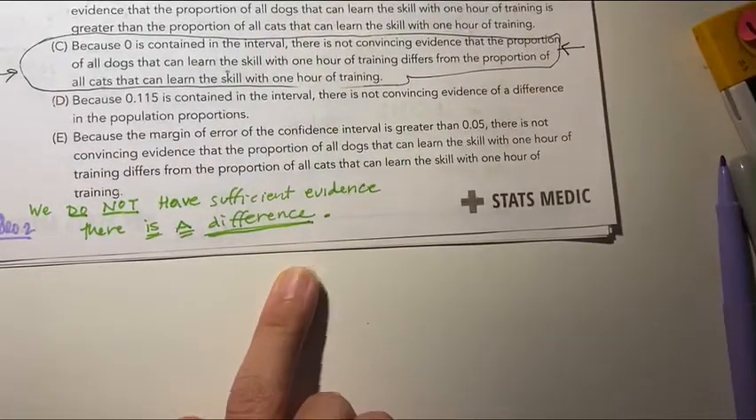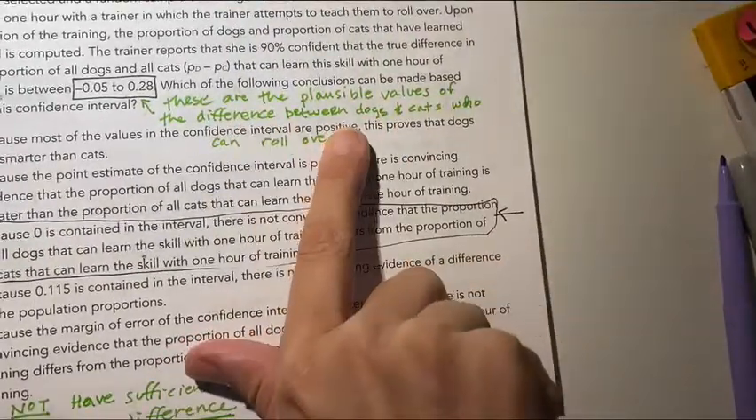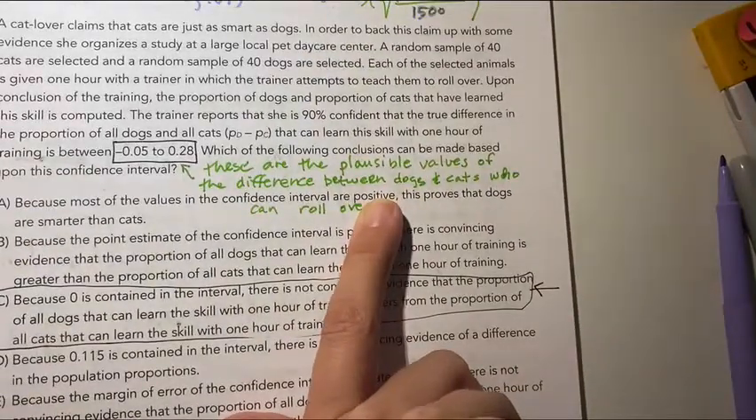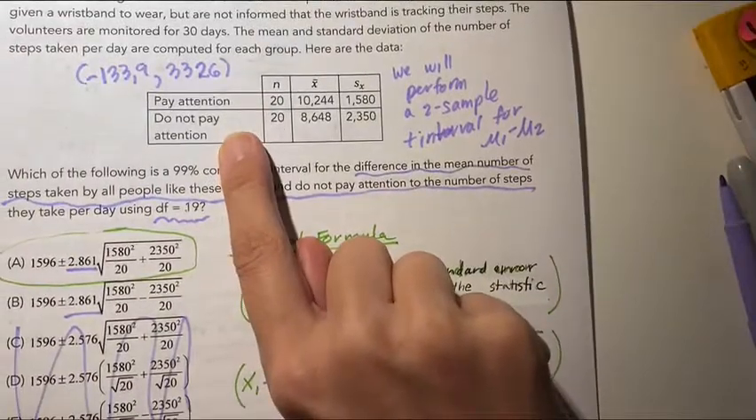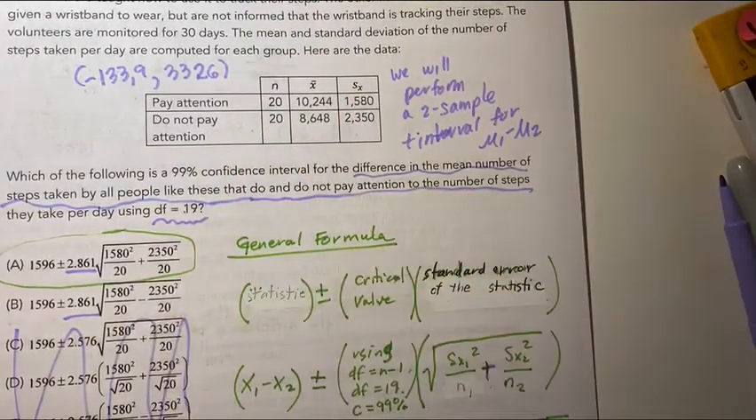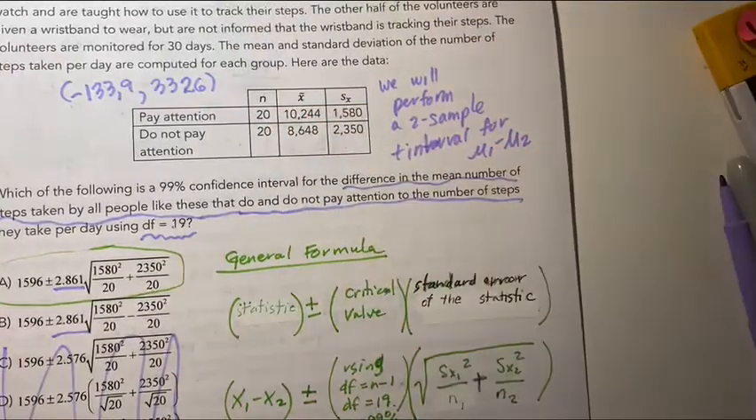So it's kind of like walking through door number 2. Because the plausible values of the difference between these two, and now instead of dogs and cats, it's the plausible difference between whether you're paying attention or not paying attention, there is no difference. And so this could have just plausibly been because of chance variation.